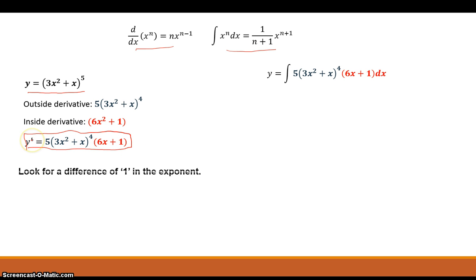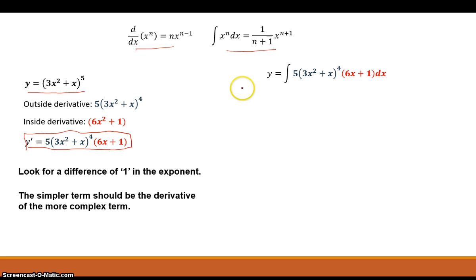Now remember our rules we're going to go through. Look for the difference of one in the exponent, and the simpler term should be a derivative of the more complex term. So that leaves us here taking this answer and wanting to get to a derivative of that term, to see if this method is actually going to take us back to our original term. So we've looked at those rules, and we already know that one is the derivative of the other, but let's lay it out to do U-substitution.